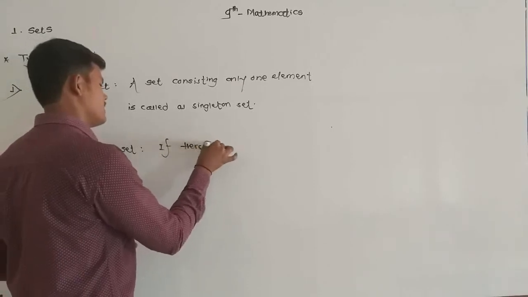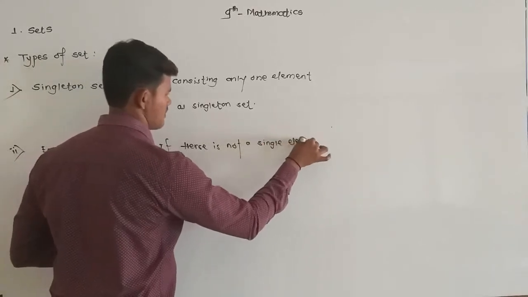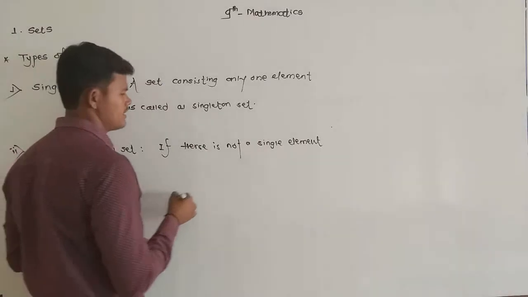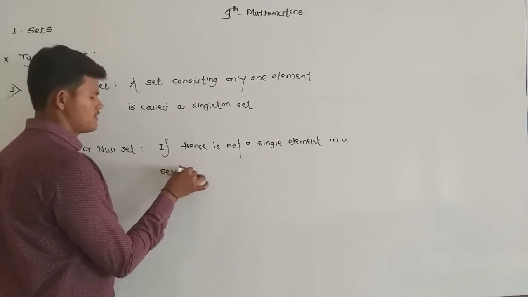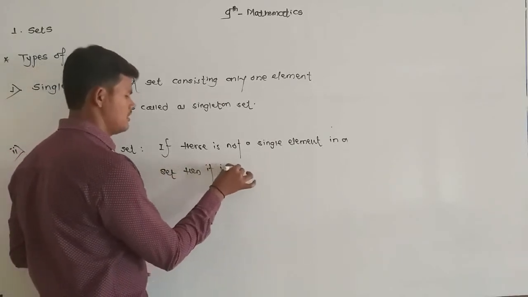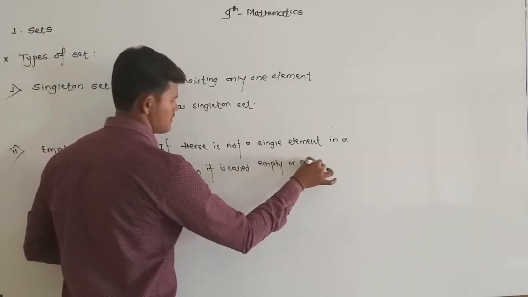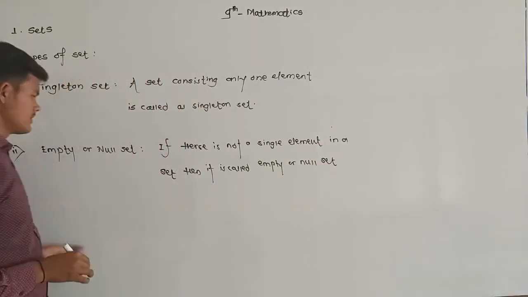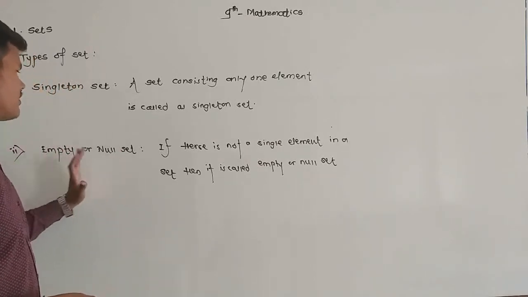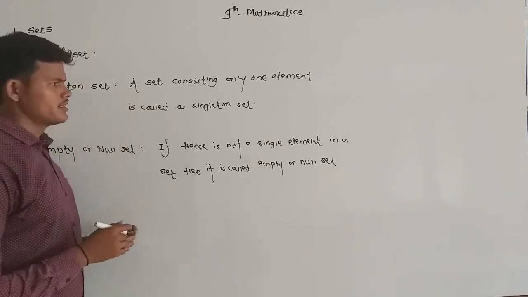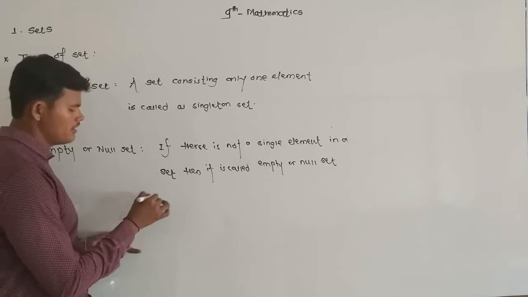If there is not a single element in a set, then it is called an empty or null set. Empty म्हणजेच रिकामा, आपल्याला सेट मध्ये एकही एलिमेंट नकोय, then it is called an empty or null set. If there is not a single element in a set, then it is called an empty or null set. So tell me one example of an empty or null set.